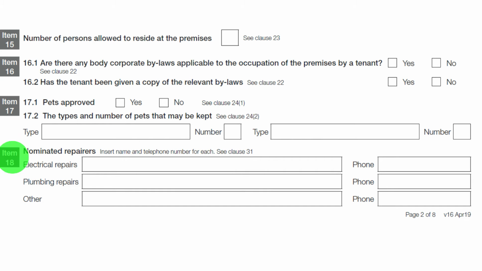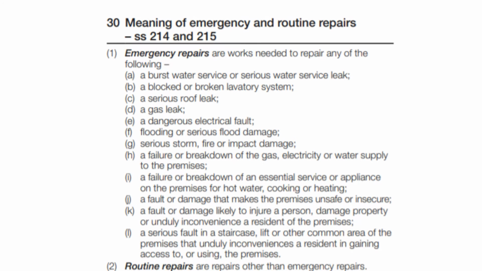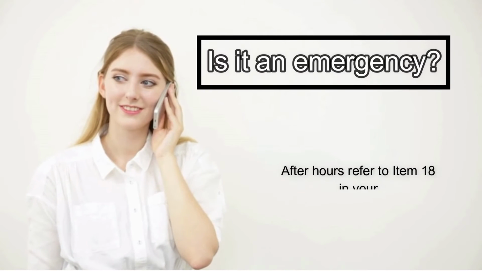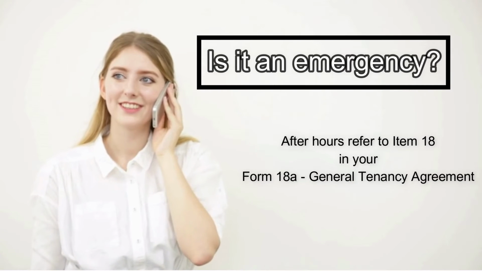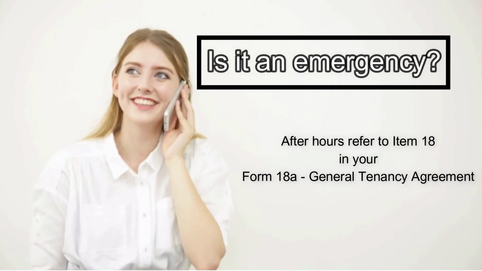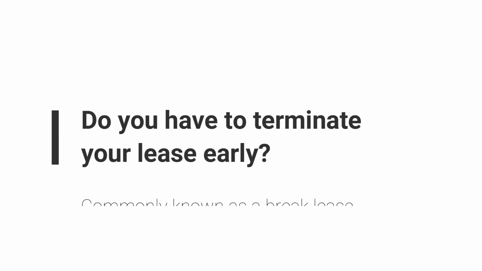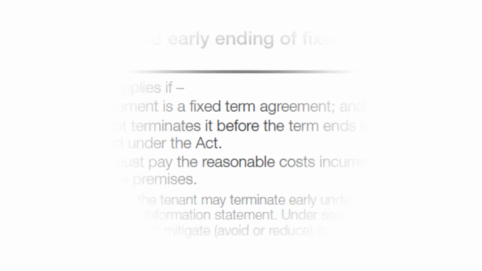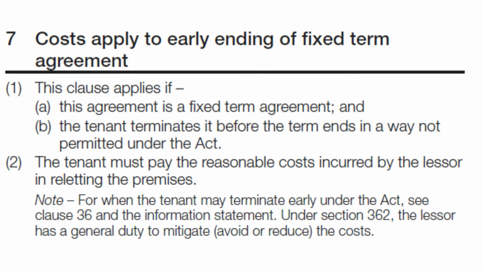Item 18 explains nominated repairers of the property, and standard term 30 explains the meaning of emergency and routine repairs. Always contact your property manager first for any repair, and in the event of an emergency after hours repair, refer to item 18 for contact details for approved repairers. At times, tenants may need to request to vacate a property before the end of the term. Standard term 7 explains the costs and the process for this.